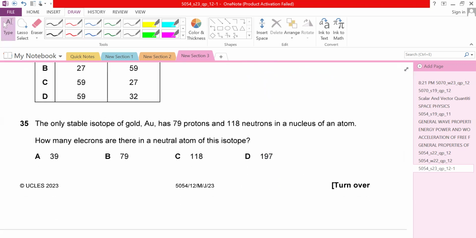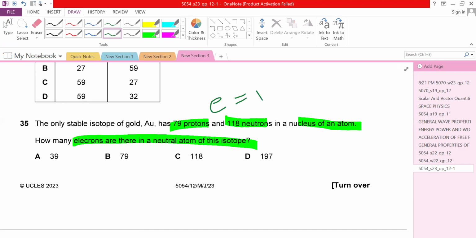Question 35. The only stable isotope of gold, Au, has 79 protons and 118 neutrons in the nucleus of an atom. How many electrons are in a neutral atom? In a neutral atom, the number of protons equals the number of electrons. Option B is correct for question number 35.